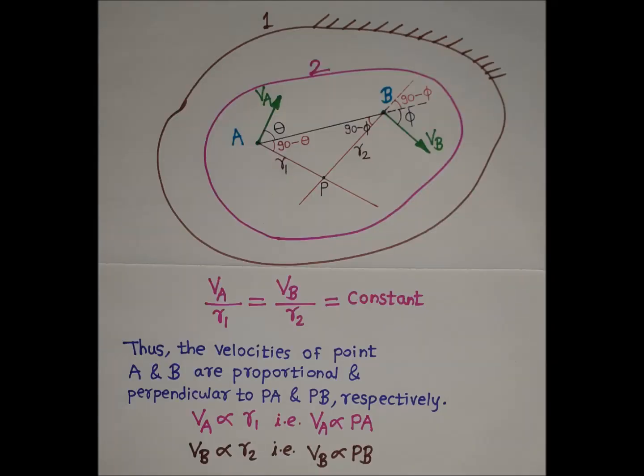It means the velocities of points A and B are proportional to PA and PB respectively. VA is directly proportional to R1, that is, VA is directly proportional to PA, and VA is also perpendicular to PA. One more thing, VB is directly proportional to R2, that is, VB is directly proportional to PB, and VB is also perpendicular to PB.